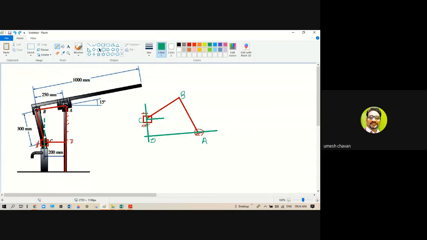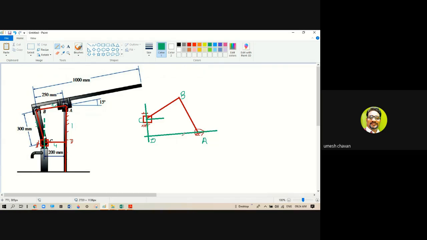Give the numbers to the links. This is 1, this is 2, this is 3, and this is the 4. This is a 4 loop.